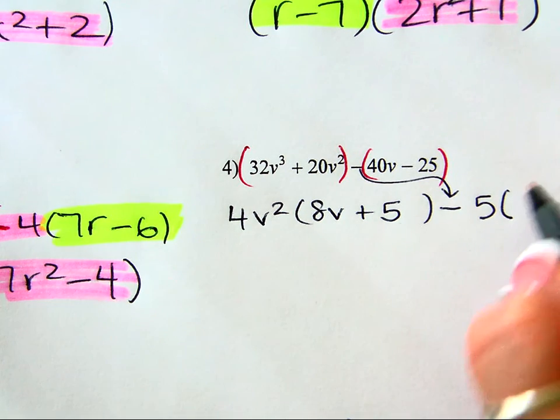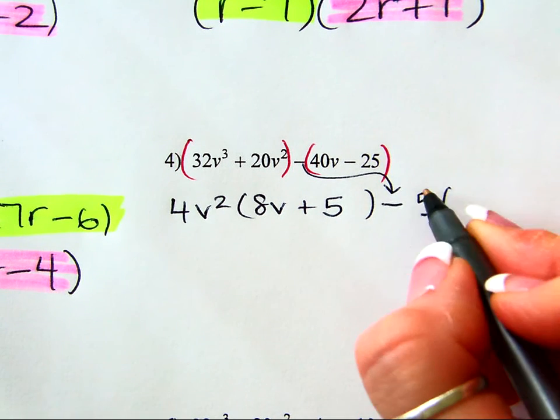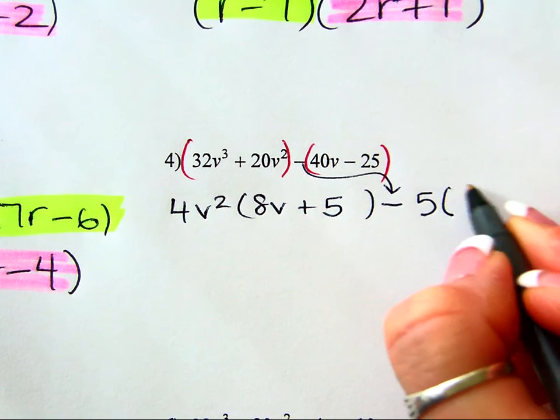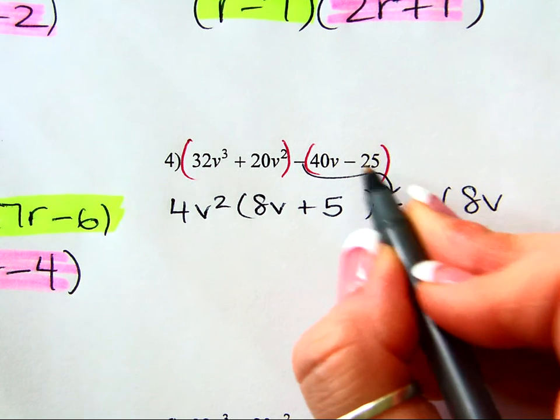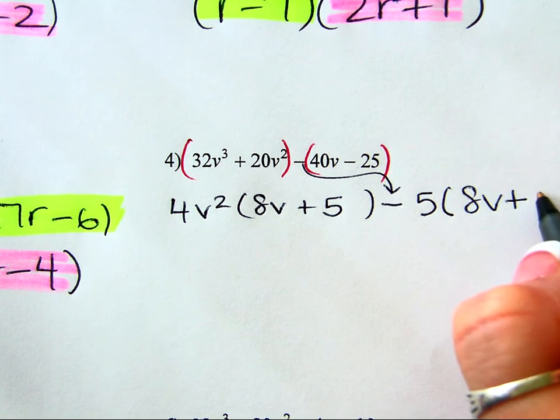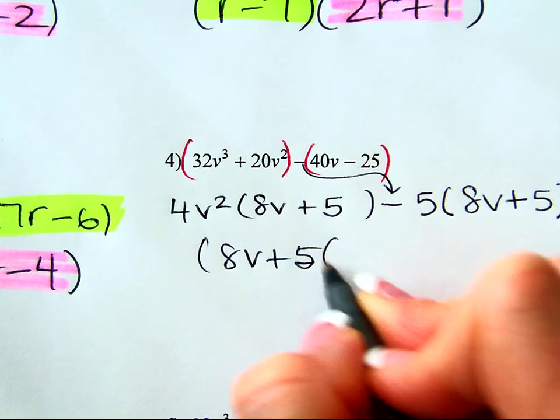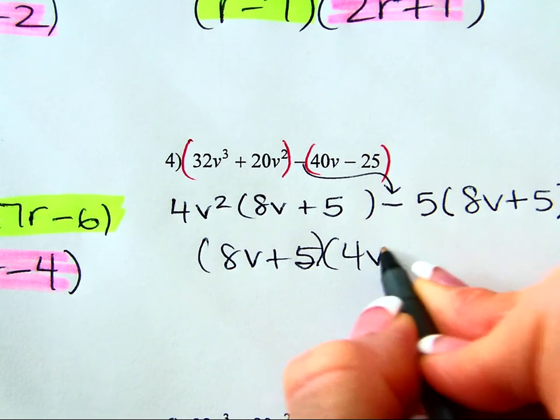And again, you know it's going to be an 8v plus 5, but you don't ever want to do it. You really just want to be careful. So 5 times what is 40? And negative 5 times what is going to be a negative 25? Positive 5. And then you have your 8v plus 5 times your 4v squared minus 5.